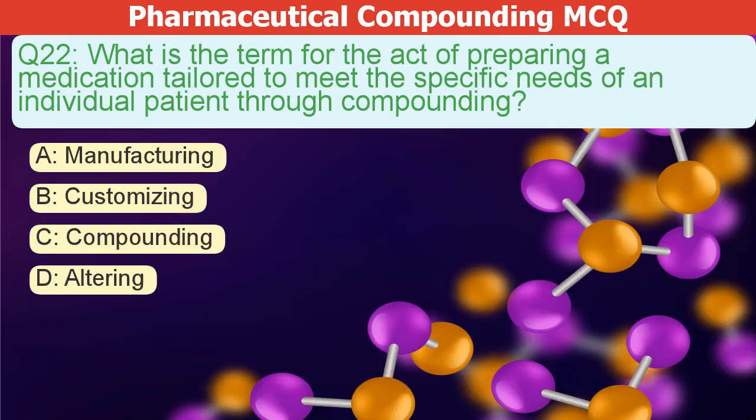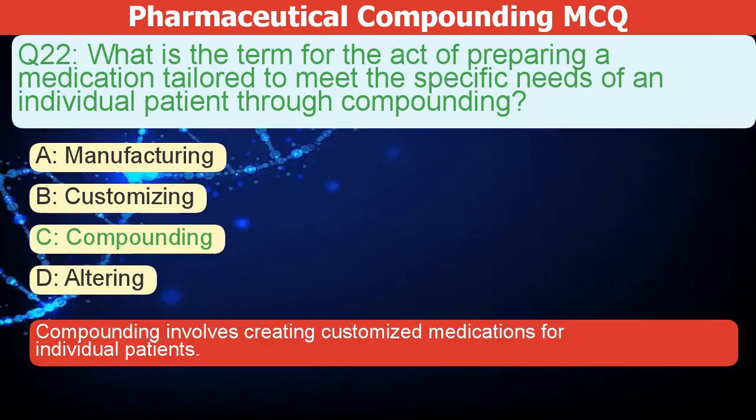What is the term for preparing a medication tailored to a patient's specific needs? A. Manufacturing. B. Customizing. C. Compounding. D. Altering. The correct answer is C. Compounding involves creating customized medications for individual patients.